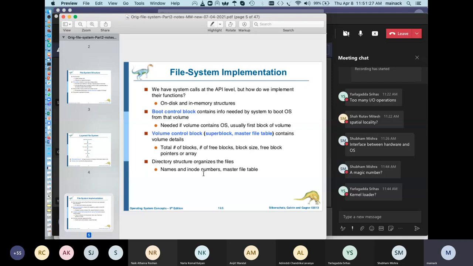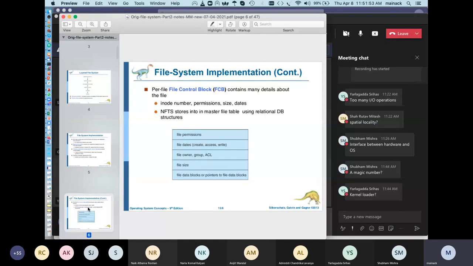Okay, so the directory structure contains names and inode numbers, which basically means pointers to the inode table or the master file table. What do inodes have? To recap, what does an inode store? It stores information about the file, including ownership, permissions, and location of the file content. So these three things, boot control block, volume control block, and directory structure, are common across multiple operating systems and multiple file systems.